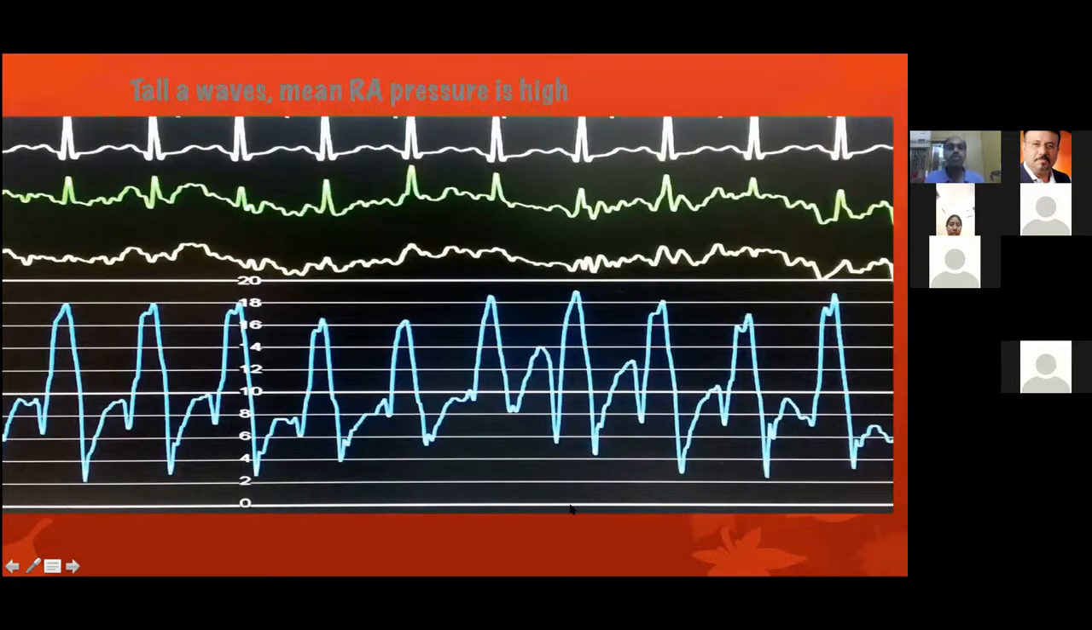We'll come to the question when we come to tamponade. I think we have a long way to go. Sometimes, if the time is going on, we will cut it at around 9 o'clock and then resume it on some other day. Let's see how it goes.